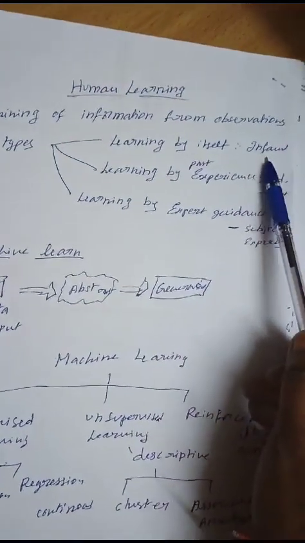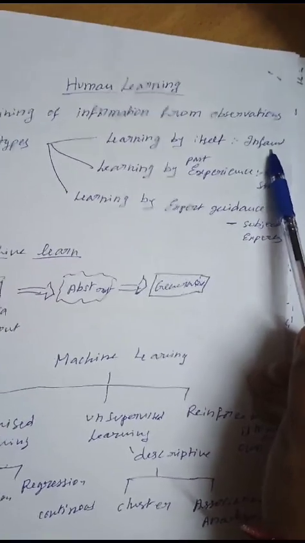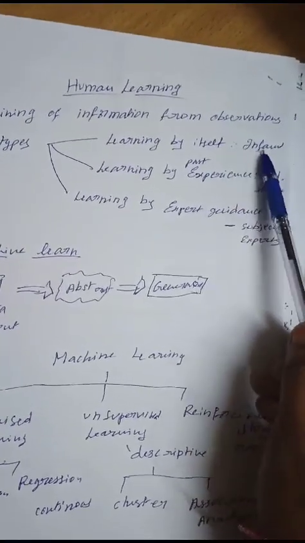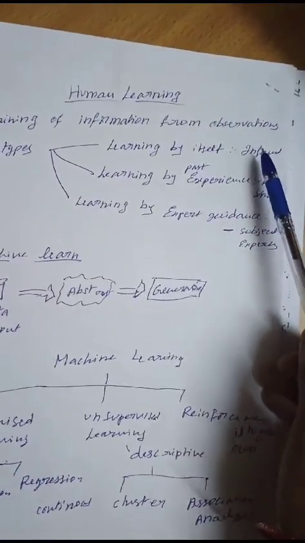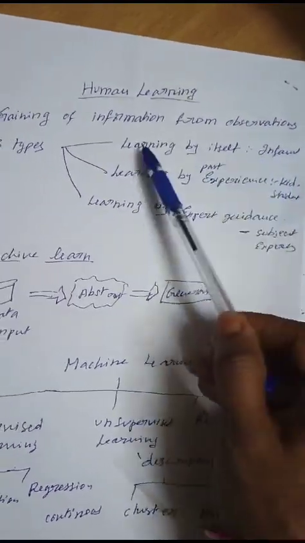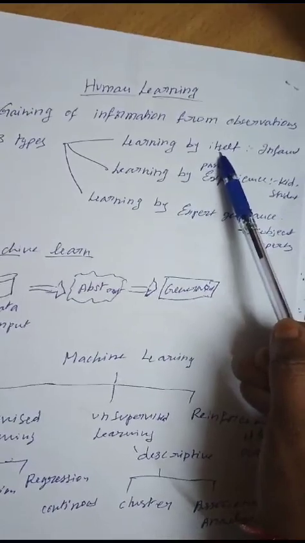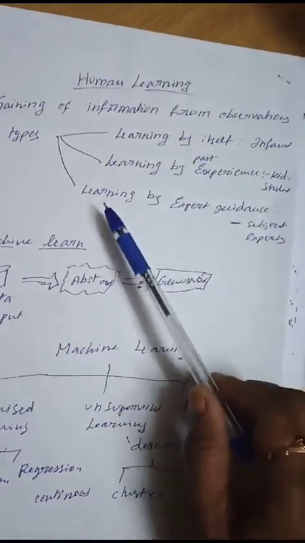The first type of learning, learning by itself, is the best example for the infant stage. In the infant stage, every month an infant or kid learns by itself. That is one type of learning by itself.